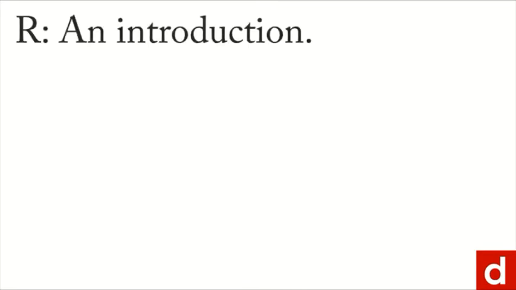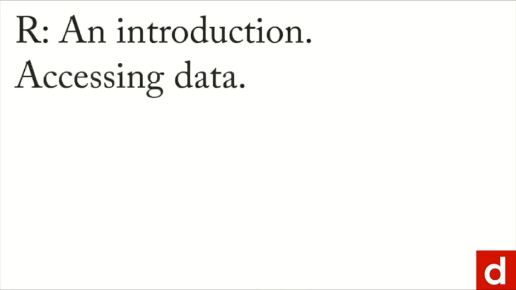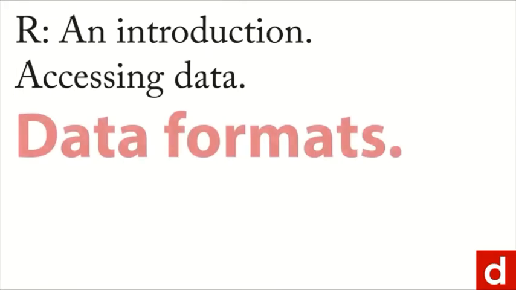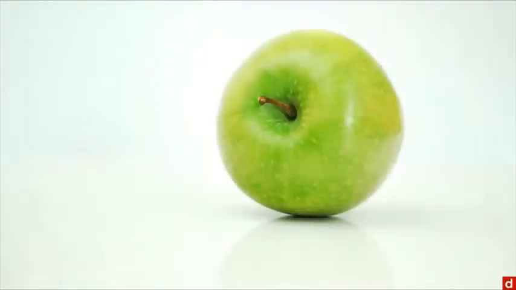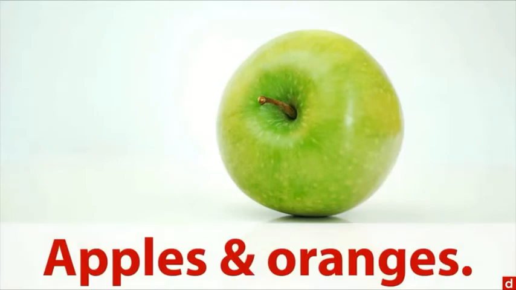The next step in R and introduction is to talk about accessing data. And to get that started, we need to say a little bit about data formats. And the reason for that is sometimes with your data, you're talking about apples and oranges. You have fundamentally different kinds of things. Now, there are two ways in particular that this can happen.